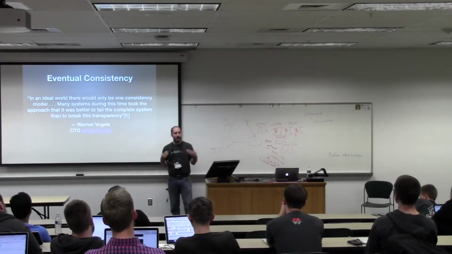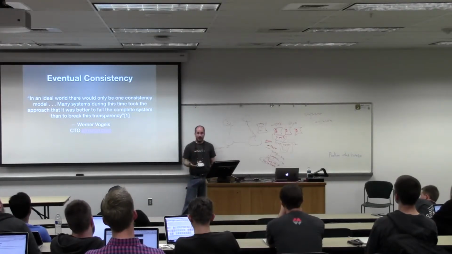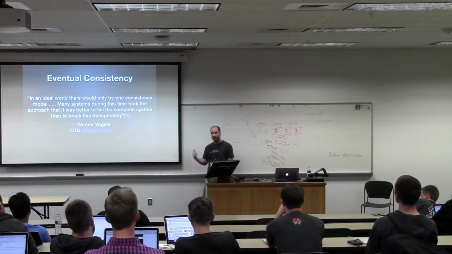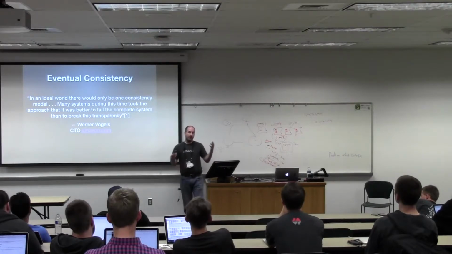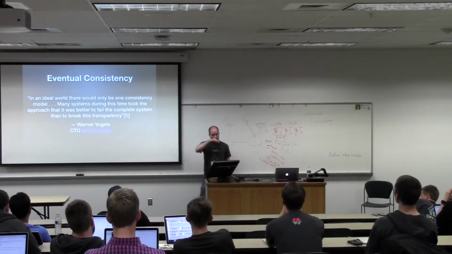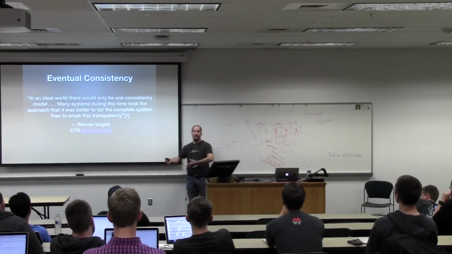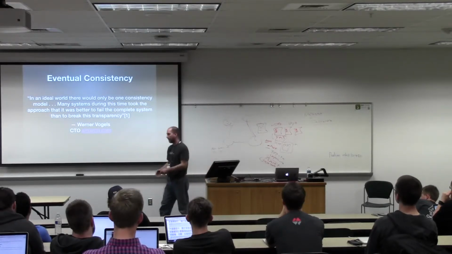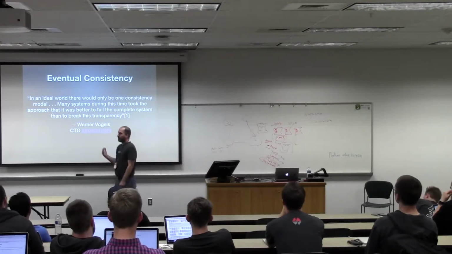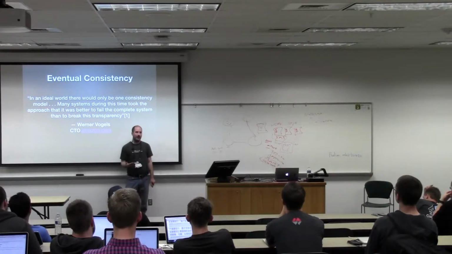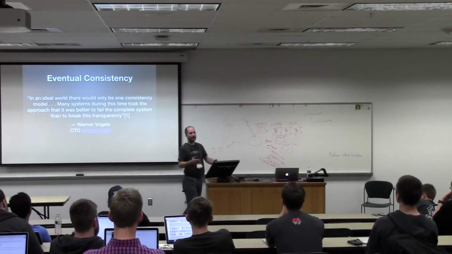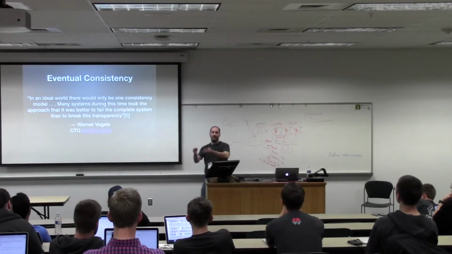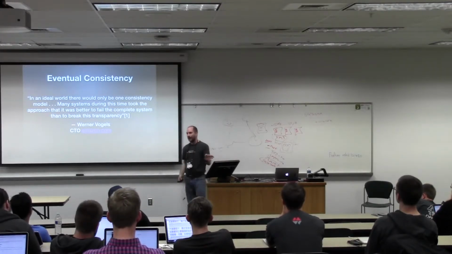And in building this system, they had to think a lot about consistency and how they were going to deal with problems with consistency. He said here, in an ideal world, there would only be one consistency model. But many systems during this time took the approach that it was better to fail the complete system than to break the transparency. And at Amazon, if their recommendations engine fails and they can't sell you stuff, that's a major problem, right? Just because they can't tell you this is what you should buy doesn't mean that they should sell you. They can't sell you stuff.